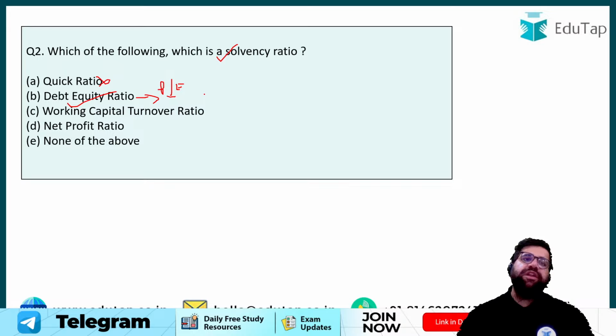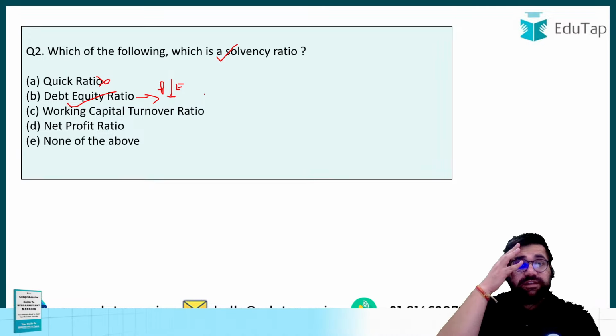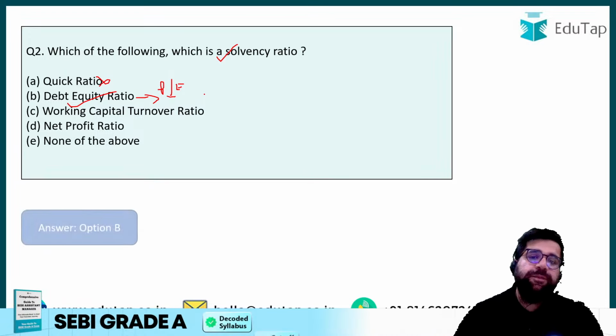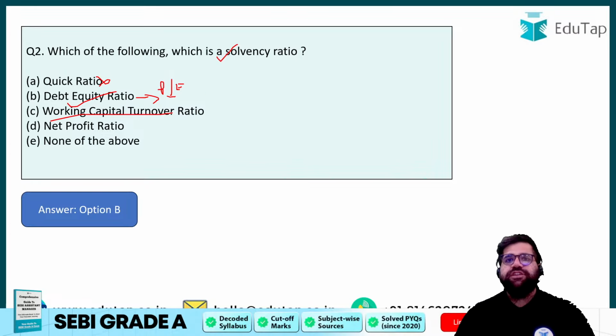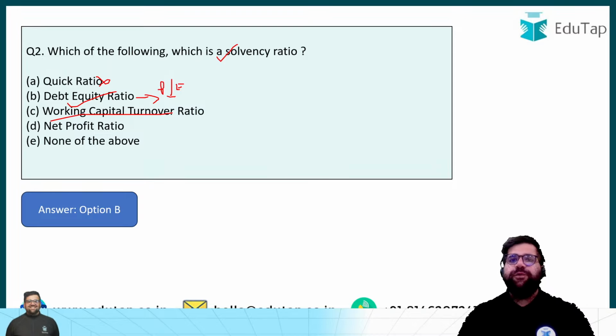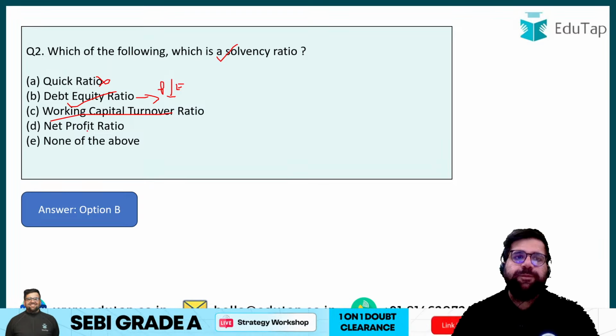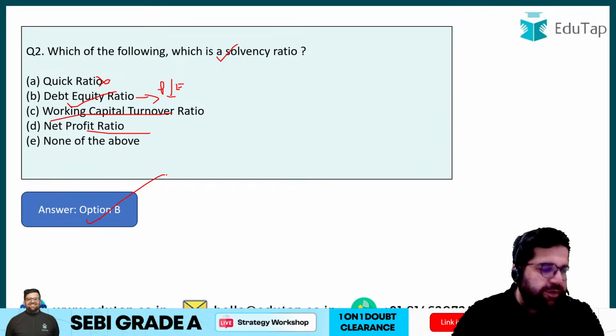Debt to equity will basically show you your total solvency. Therefore, the correct answer will be option number B. Working capital ratio is again not a solvency ratio for the long term. It might help you in the short term, but not in the long term. Net profit is a profitability ratio. So the correct answer will be option number B over here.